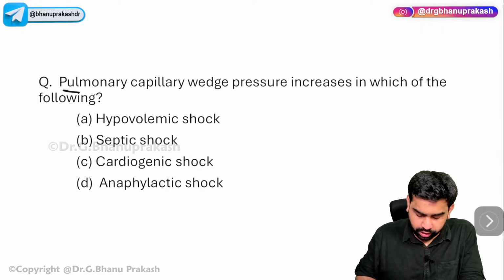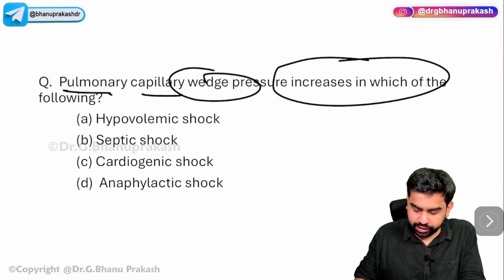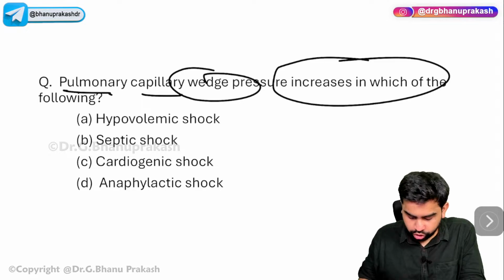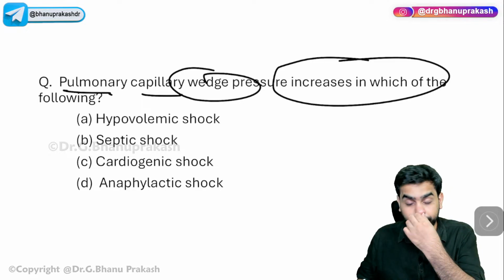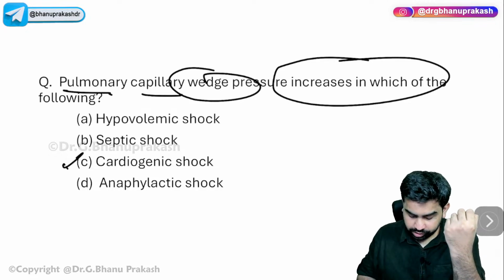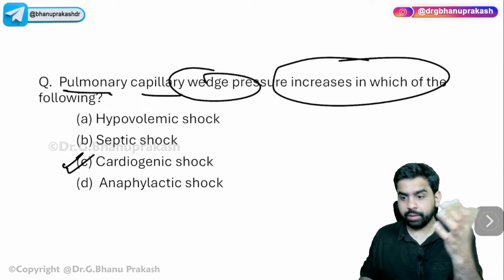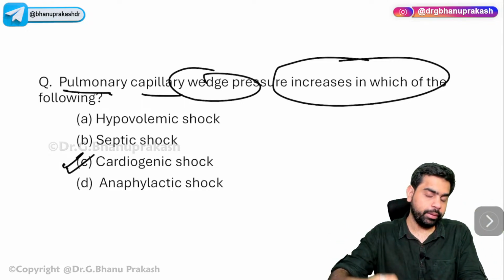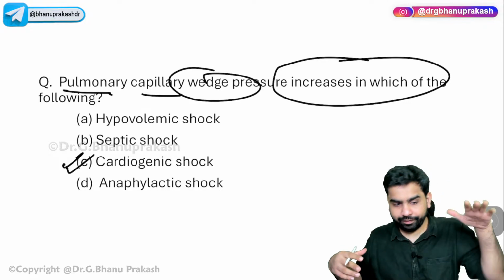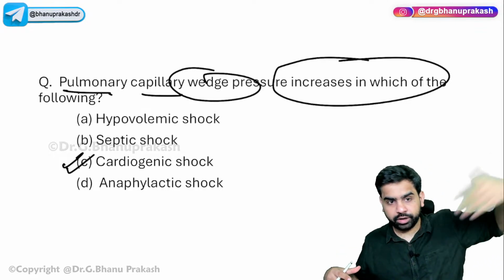Now let's talk about this. Pulmonary capillary wedge pressure increases in which of the following? Hypovolemic shock, septic shock, cardiogenic shock, and anaphylactic shock. Pulmonary capillary wedge pressure is going to increase in cardiogenic shock. What you need to understand is, what is happening in cardiogenic shock? The heart is not able to pump the blood outside. The left side of the heart is not able to pump the blood to the systemic circulation.